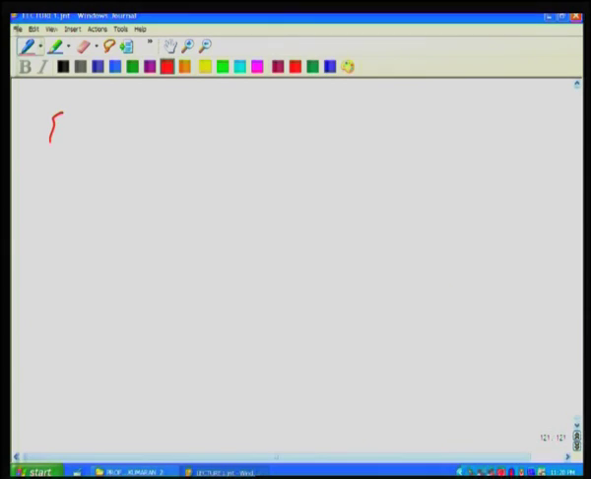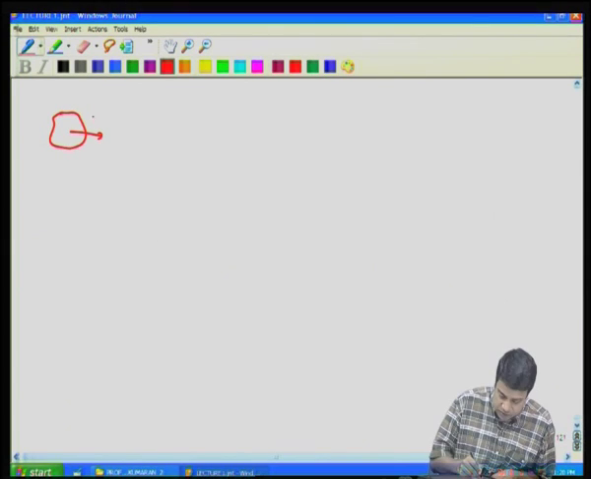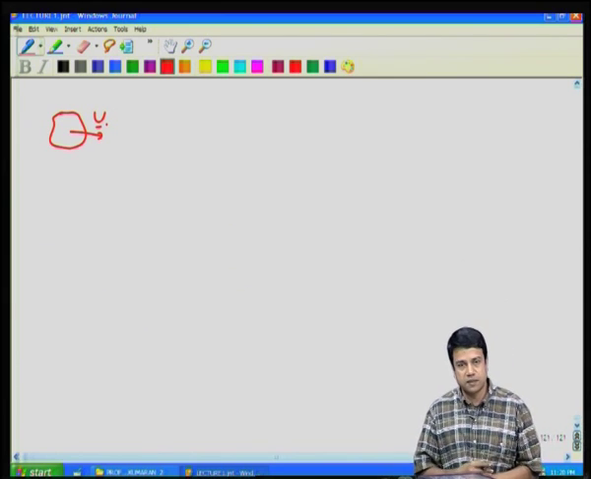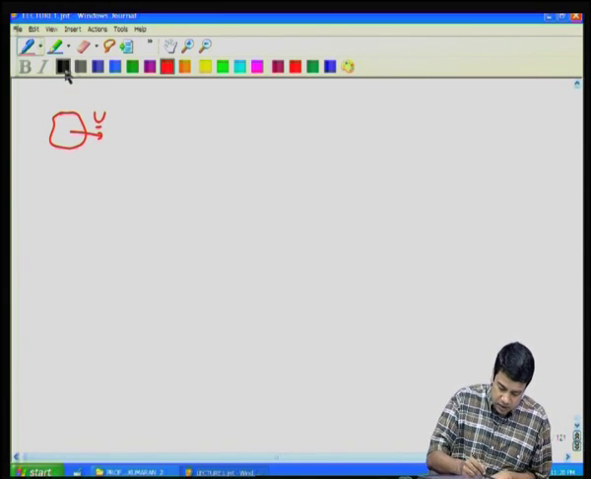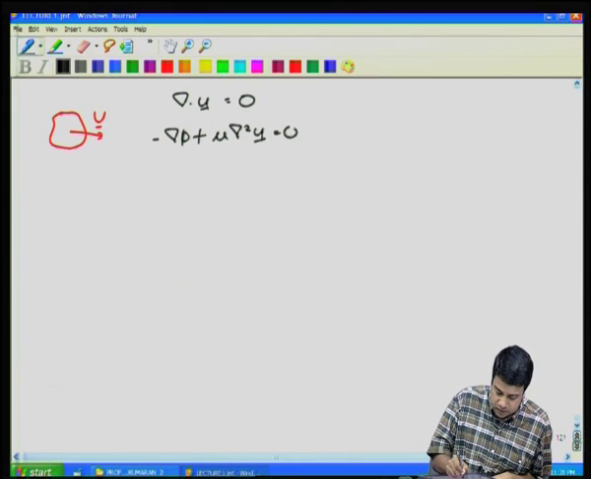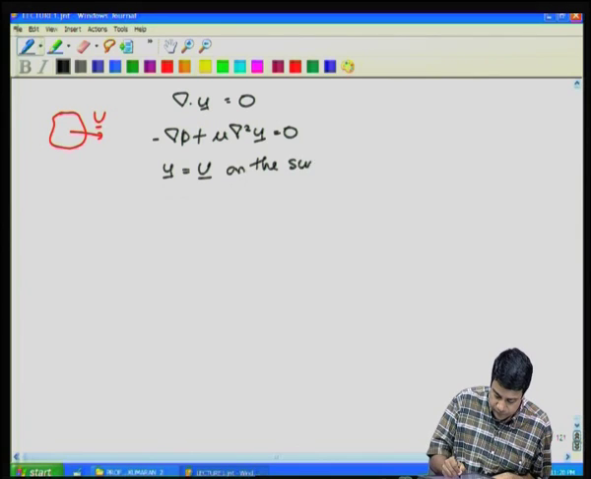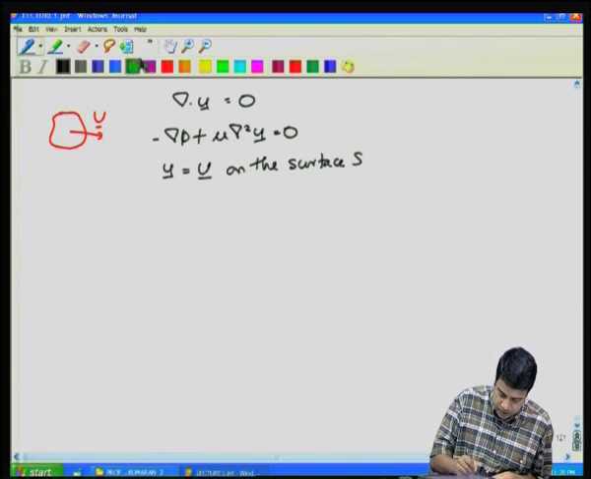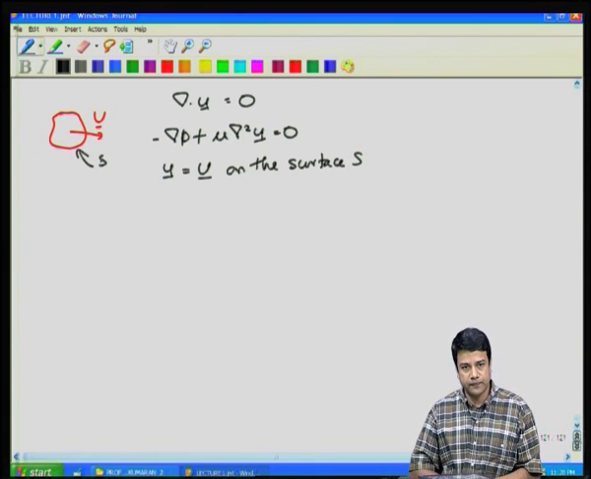Let us say I had some general object that was moving with some velocity U in some direction. It need not be spherical. What I solve is the equations del dot u is equal to 0, minus grad p plus mu del square u is equal to 0, with the boundary condition u is equal to capital U on the surface. Let us call this the surface S.